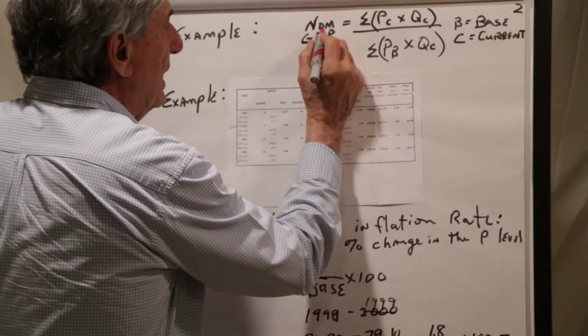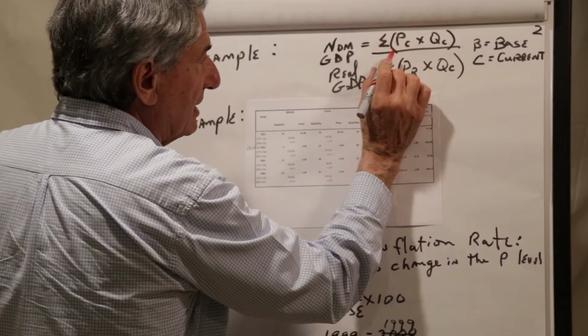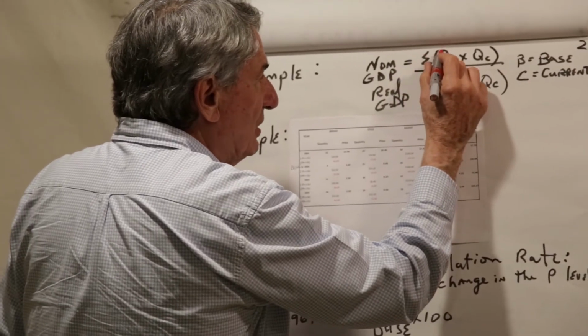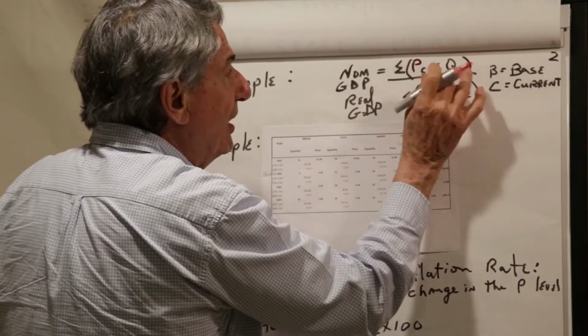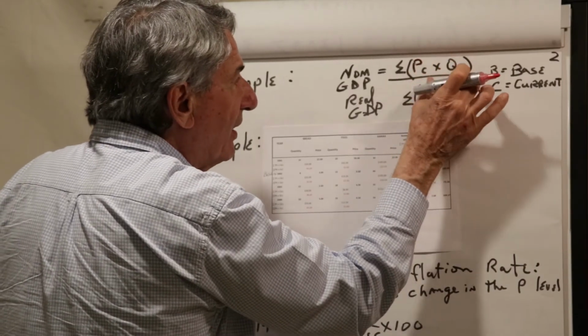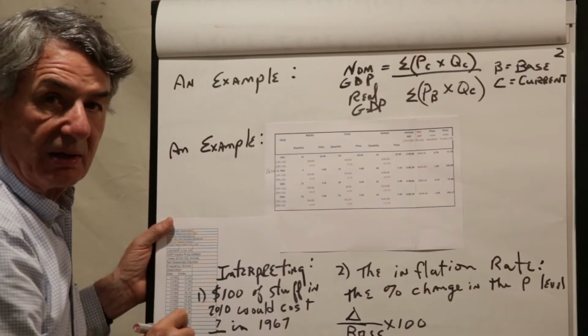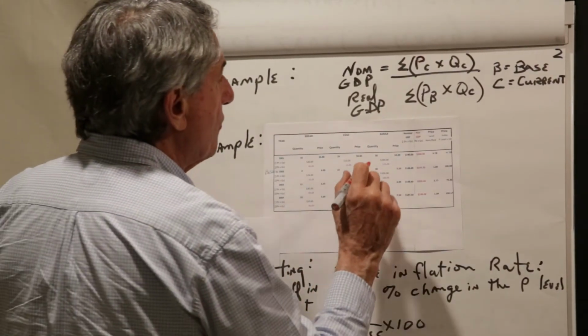First, nominal GDP is the sum of, that's my pathetic sigma sign, it's the sum of all of the goods sold, each one, the current price of the good times the current quantity, and you multiply price times quantity for every good in the economy, and you add it all up. And that gives you nominal GDP. That's the value of the goods and services produced in today's dollars.